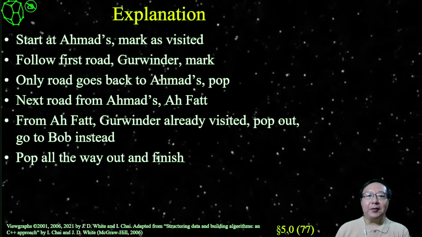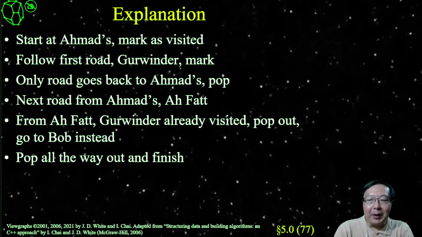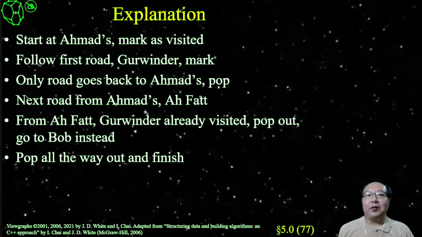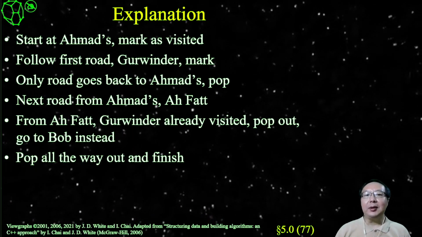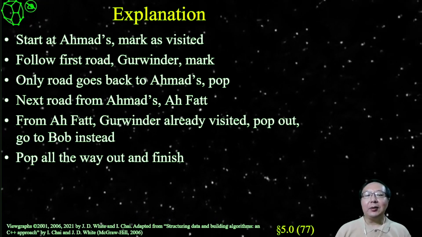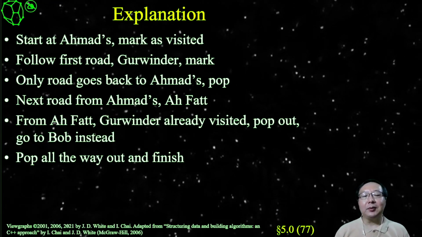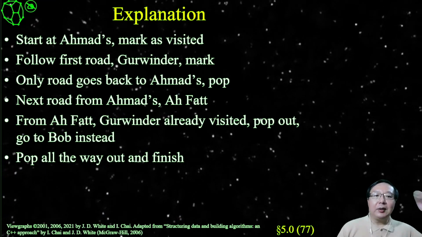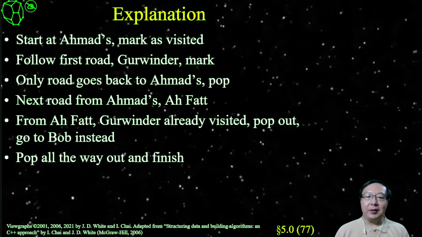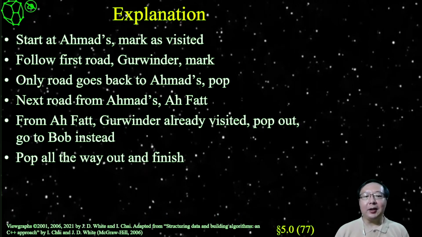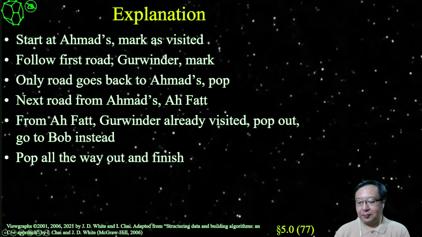So the explanation of this is that we started at Ahmad and we marked it as visited. Then we followed the first road, which is Govinda, and marked that. And the only road goes back to Ahmad, so we pop. And then the next road from Ahmad's is Afat. And from Afat, Govinda is already visited, so we pop out, go to Bob instead, and pop all the way out to finish.